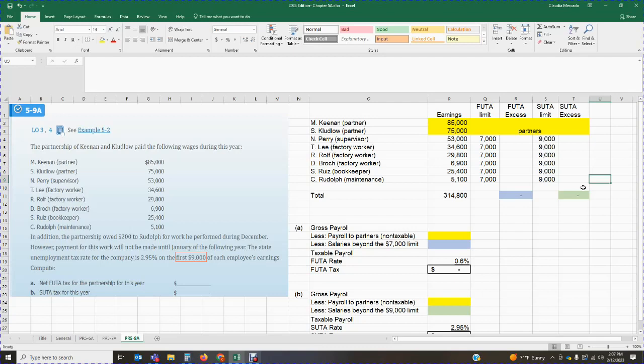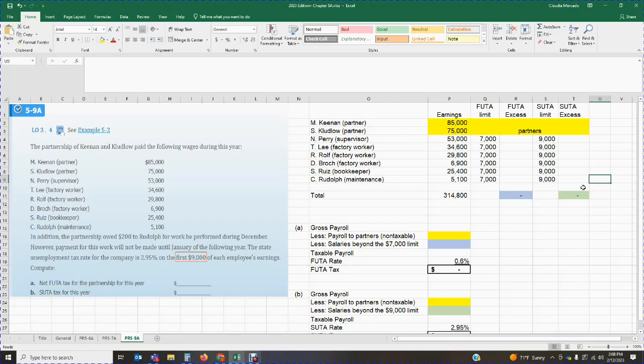We're going to begin with Keenan and Klutlow. These two are partners, and we read in the chapter that partners are not subject to FUTA and SUTA tax. They are excluded. So for Keenan and Klutlow, we do not have to assess any FUTA or SUTA tax, so those will be zero. Just make a note of that. A very common mistake is that students include them in the calculation. If they are partners, they are not included for FUTA and SUTA tax purposes.